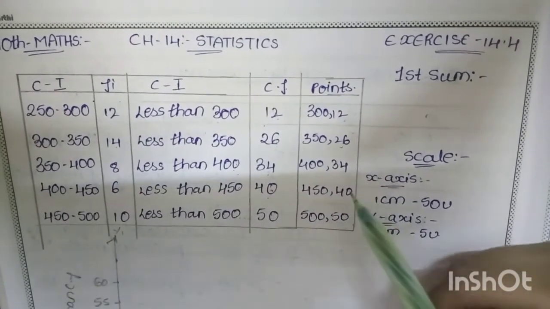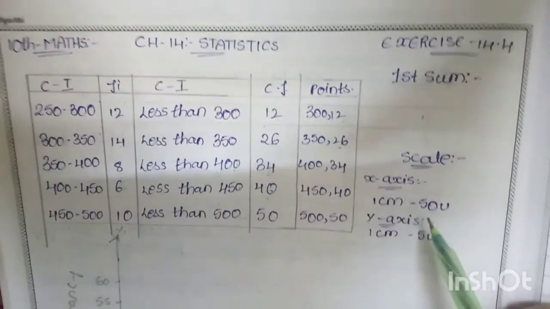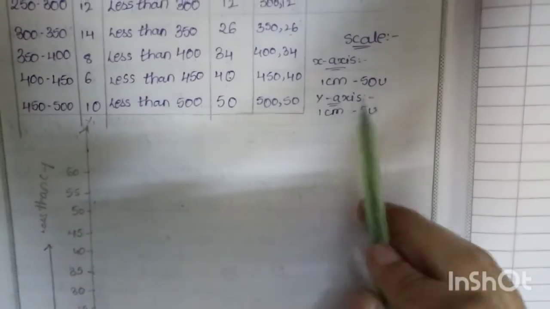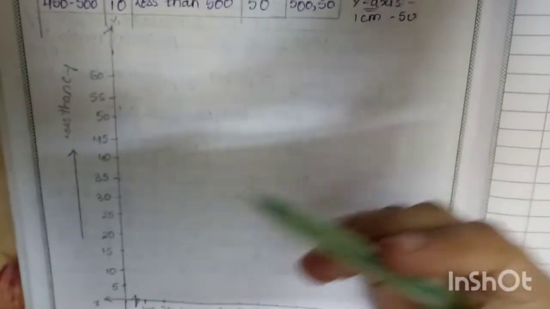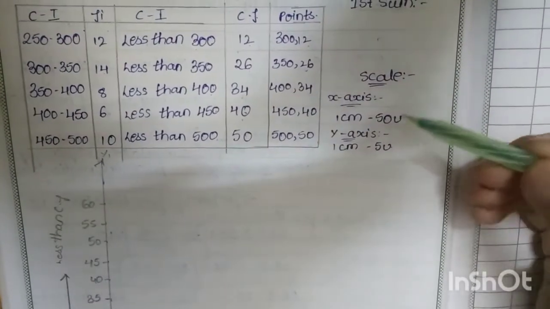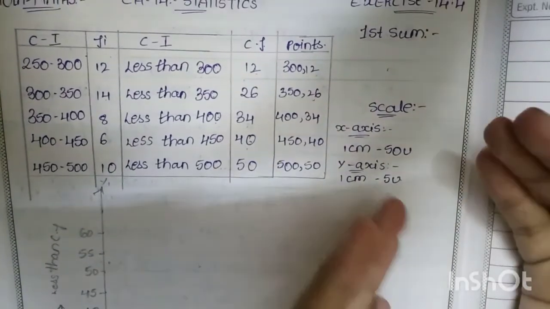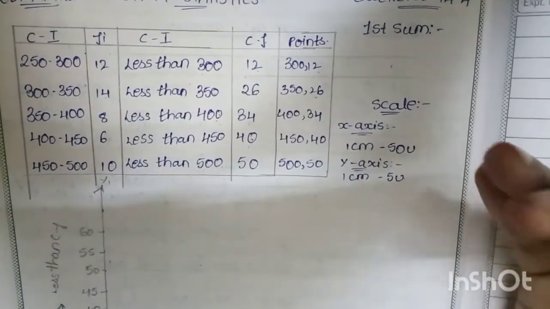So for drawing the graph, I have taken the scale on the x-axis as 1 centimeter equal to 50 units. Fine. Next, on the y-axis I have taken 1 centimeter equals 5 units. So you can observe here, this is based on the points. If the points are different, you can take the scale also based on these points only. So now these points with this scale, drawing the graph will become easy for us. So let us do it.